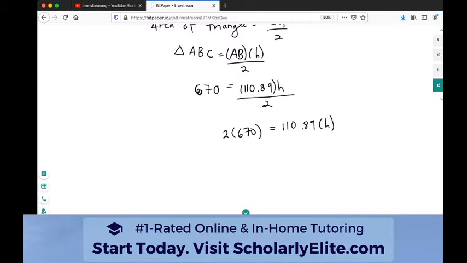Sorry, I'm just trying to make sure that everything is good. So then we get 2 times 670, which is 1,340, divided by 110.89 to isolate for the height, because we're dividing it off of both sides. So we cancel. So then we get 1,340 divided by 110.89. And the height is equal to 12.08. And then you're all set.